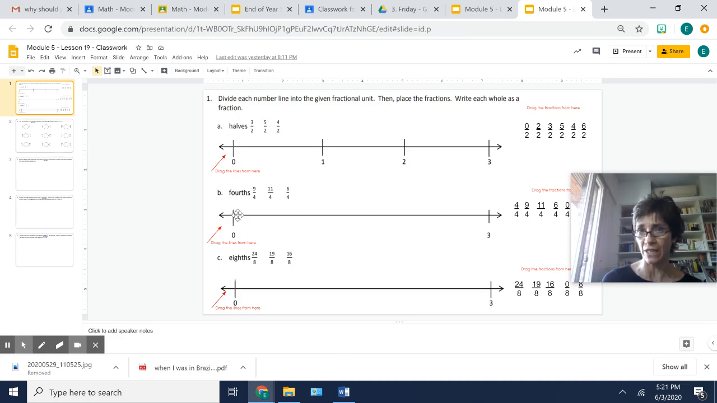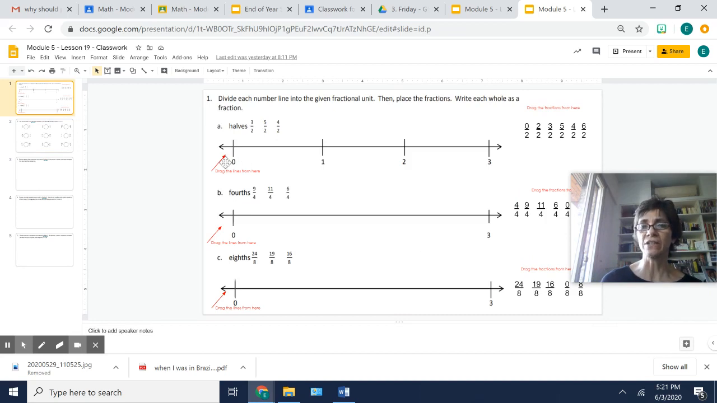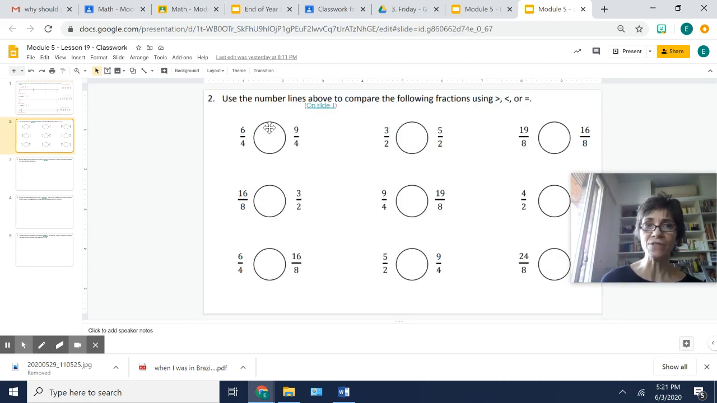So here you have 3 number lines, all right? And you have different fractional units. Here you have halves, here you have fourths, here you have eighths, okay? What is the first thing that you do? So you have a number line. What's the first thing that you do? Look at the numbers on the number line. So I have a 0, I have 1, I have 2, and I have 3. Okay, so I have 3 holes. From 0 to 1 is 1 hole. From 1 to 2 is a second hole. From 2 to 3 is a third hole. My fractional unit is halves.